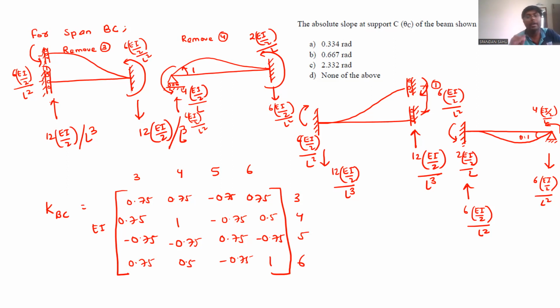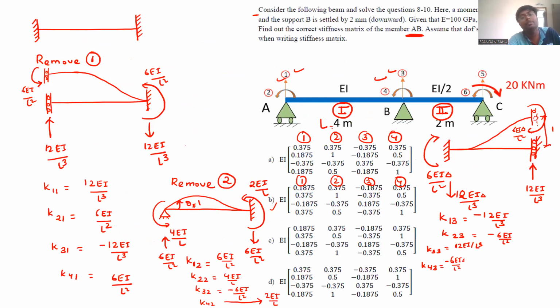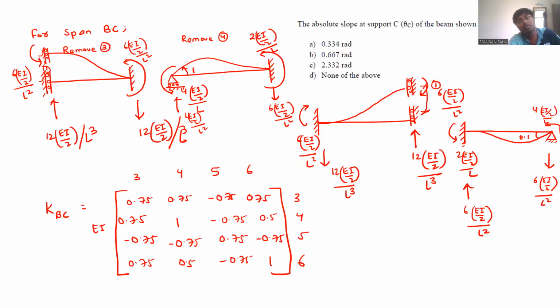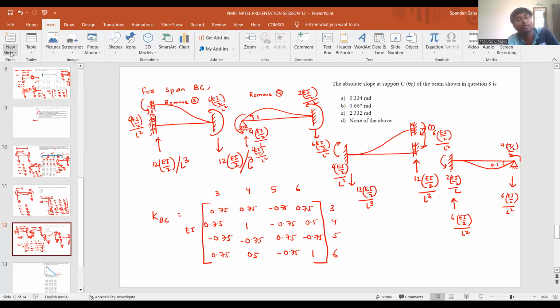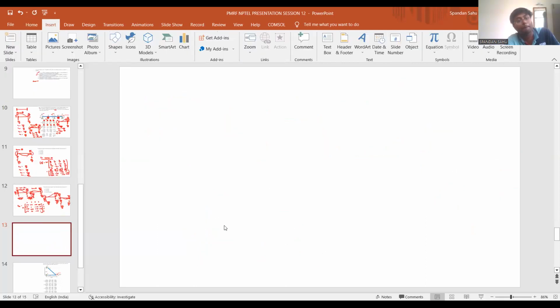Now you got KAB and KBC. You have to assemble it. How many degrees, means how many coordinates you have in total? 6. So your global stiffness matrix will be of the order, what will be the order? 6 cross 6.